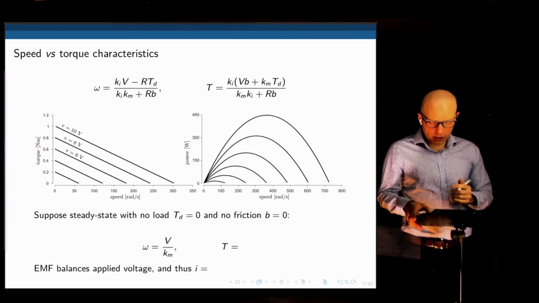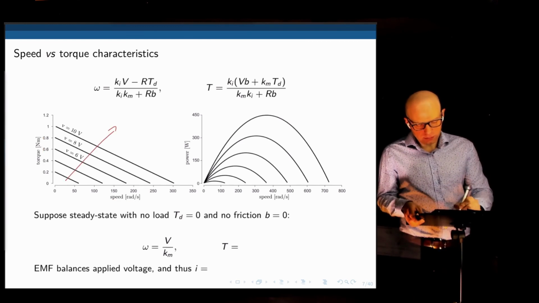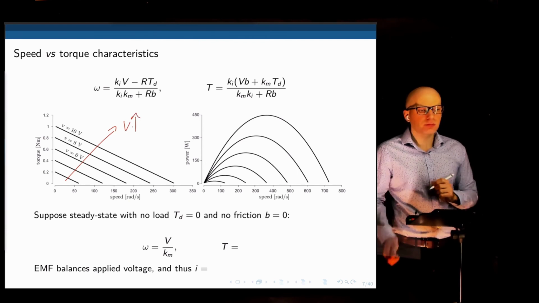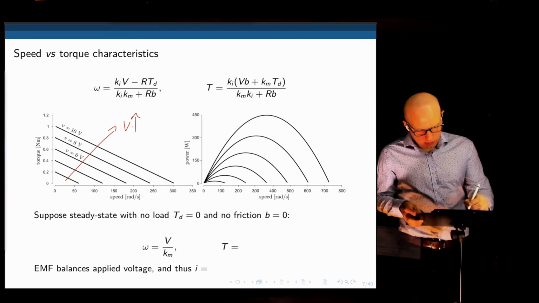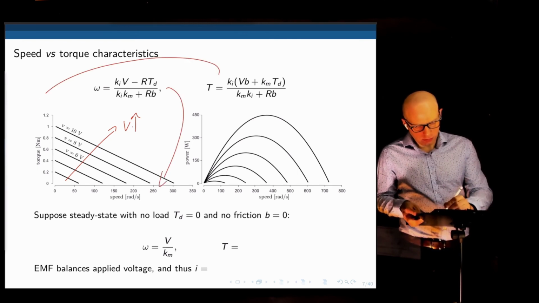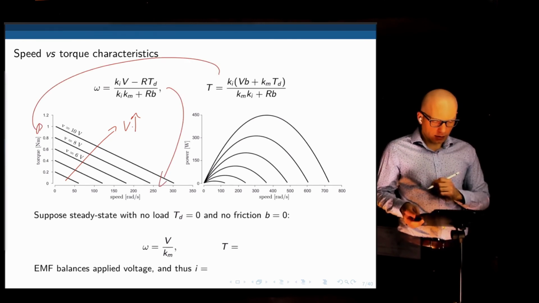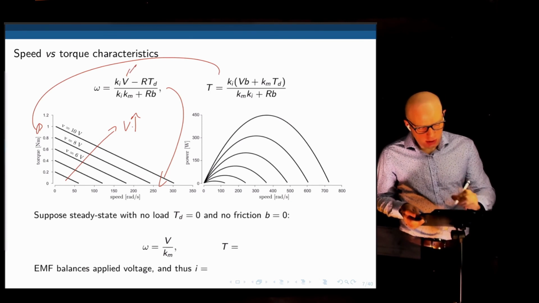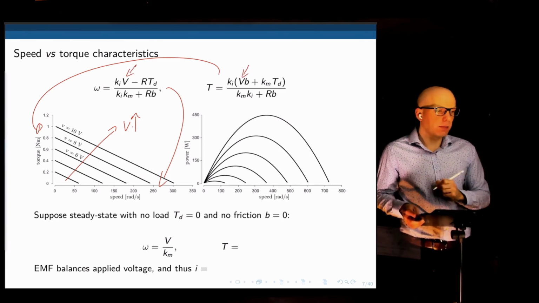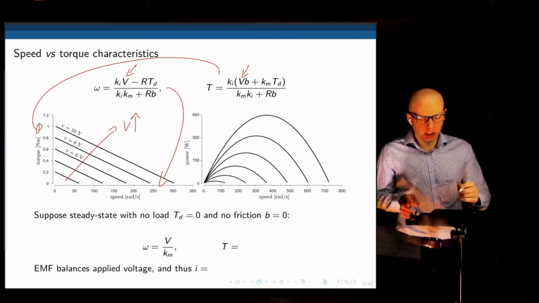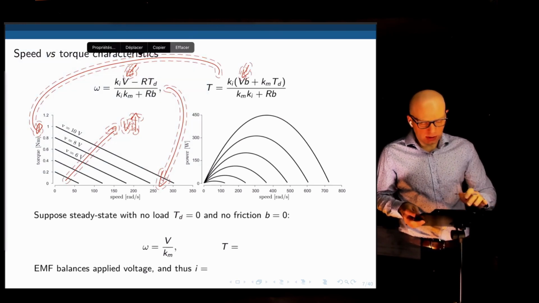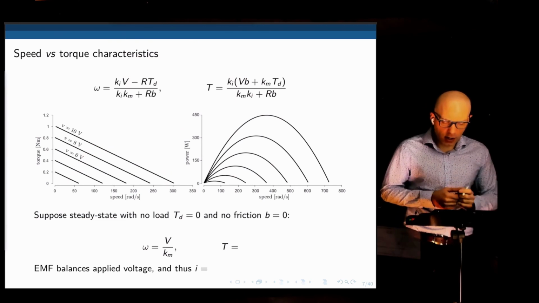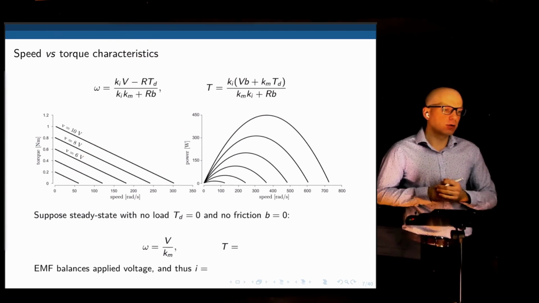So the voltage is increasing this way, and we take the speed here, we take the torque for that axis, and our input is V, the applied voltage. All other parameters are assumed to be known. What can we conclude here? Let's look at one case. Let's take V equals 10 volts. That is the top line going down.